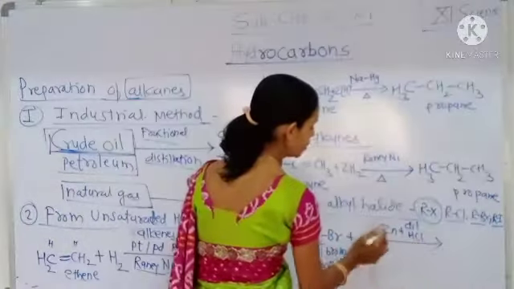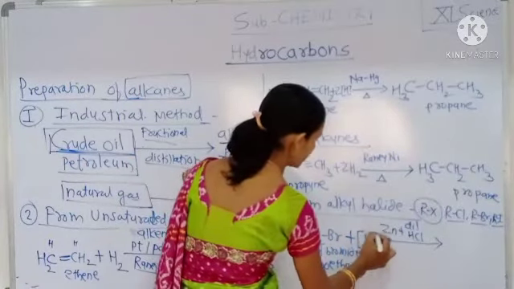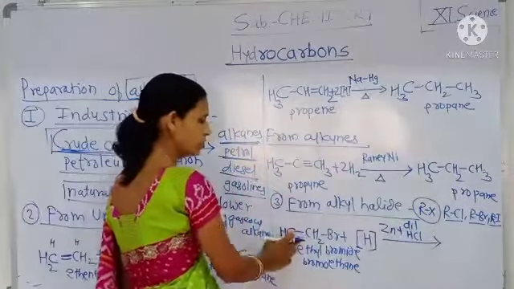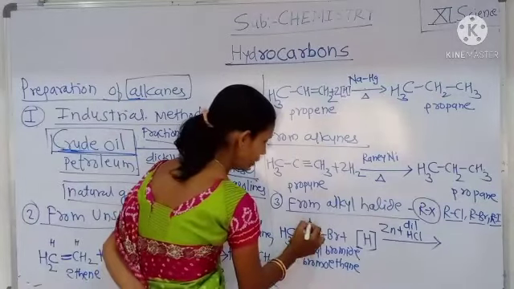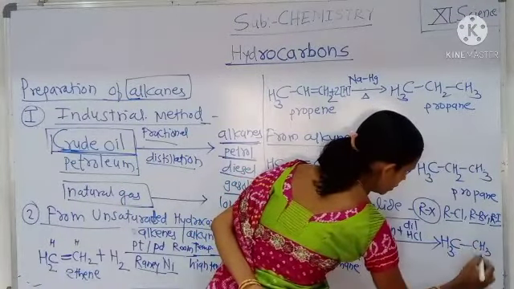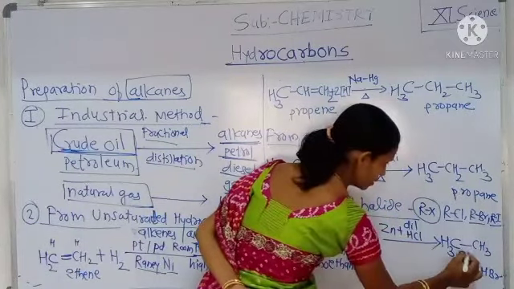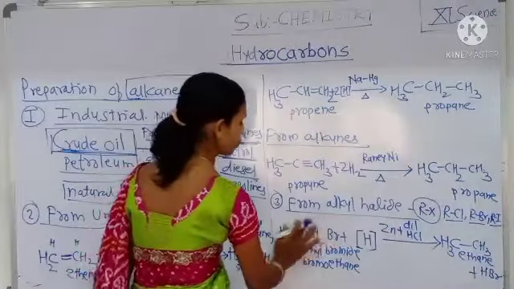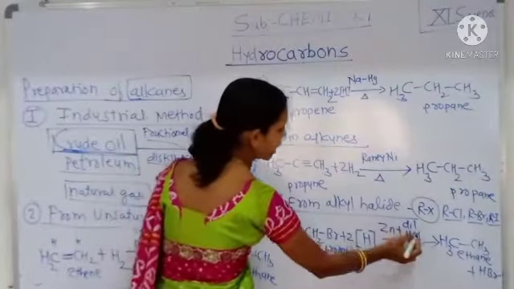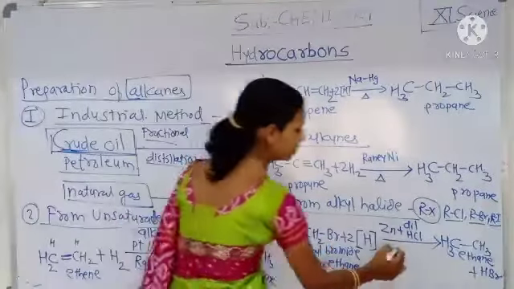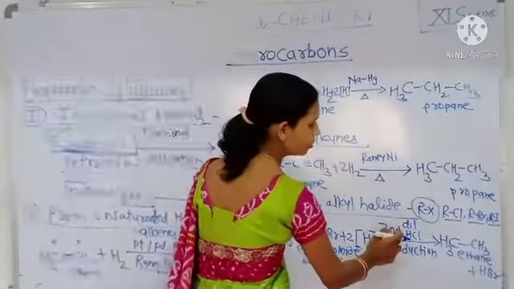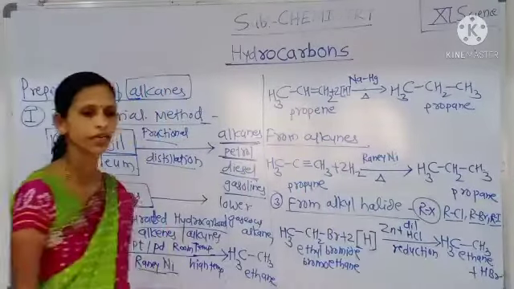Here zinc and dilute HCl liberate nascent hydrogen, that is freshly prepared hydrogen, which reduces the alkyl halide. See here, H is added, the bond breaks, and CH3CH3 plus HBr formation takes place. That is, ethane is obtained from ethyl bromide by the reduction of ethyl bromide using zinc and dilute HCl as a reducing agent. That means reduction of alkyl halide using zinc and dilute HCl gives the corresponding alkanes.